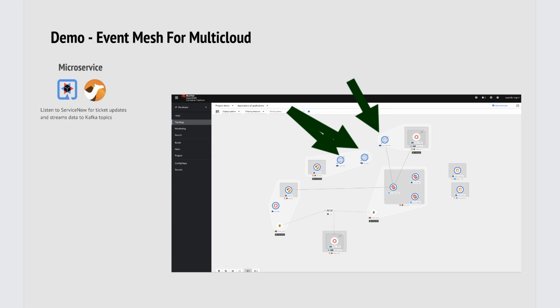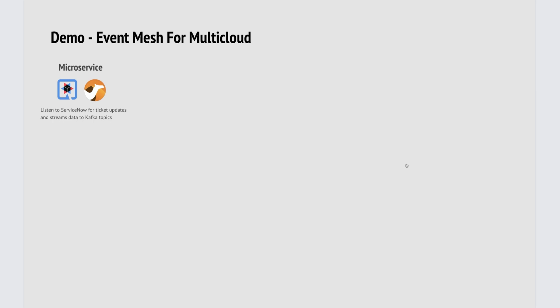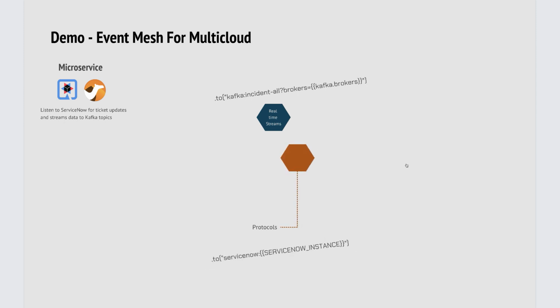So I created a Camel Quarkus application, which runs on a super lightweight runtime, but it does a lot of things. First of all, it connects to the real-time streaming platform using a simple, very easy-to-read DSL. Here I'm just indicating that I'm going to a particular topic, incident, a Kafka topic, with some configuration. Another thing is access to protocols.